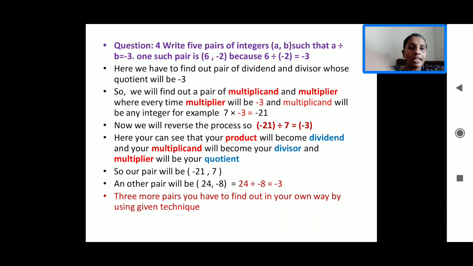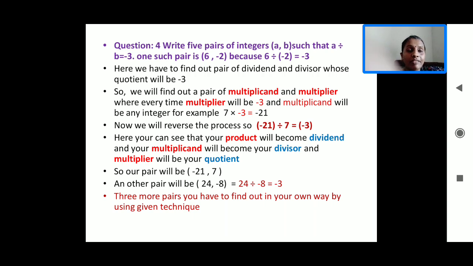So here we will find a pair of multiplicand and multiplier where every time our multiplier will be -3 and the multiplicand will be any integer. For example, we will take 7 into -3. Here 7 is the multiplicand and -3 is our multiplier. So our answer will be -21.